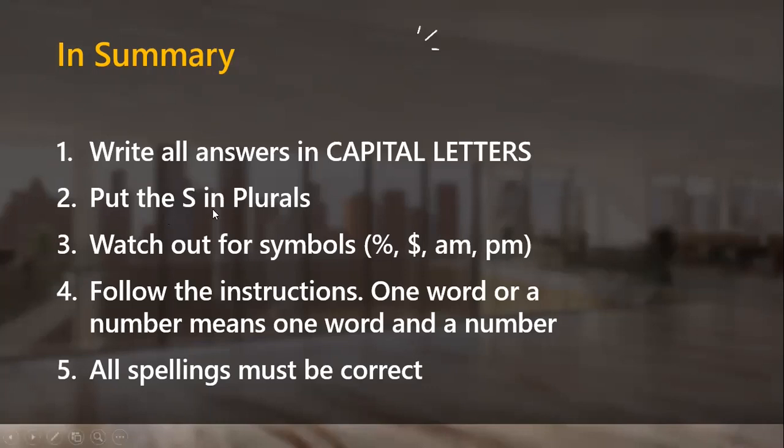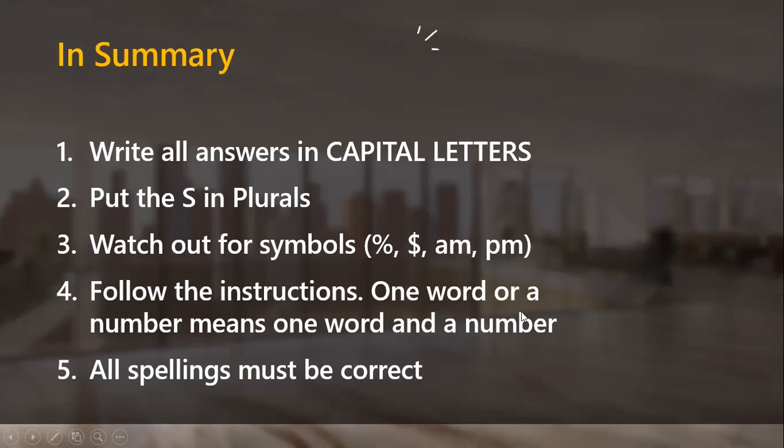Rule number 2, the S is very important. Put the S in plurals. If the answer is a plural, make sure that S is at the end of it. It's very important. If not, you get a 0. Now, the next thing is to watch out for symbols. Remember the pound example I gave, 1,000 pounds. So if a symbol already exists, don't put it anymore.